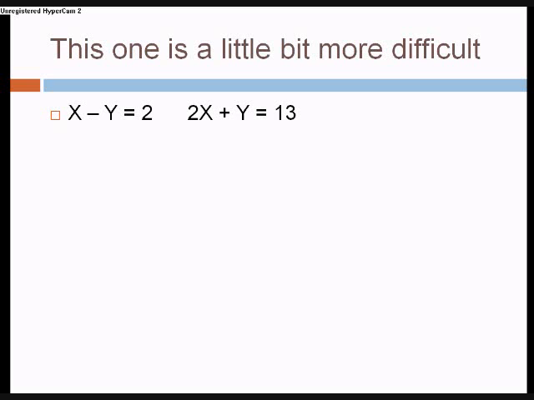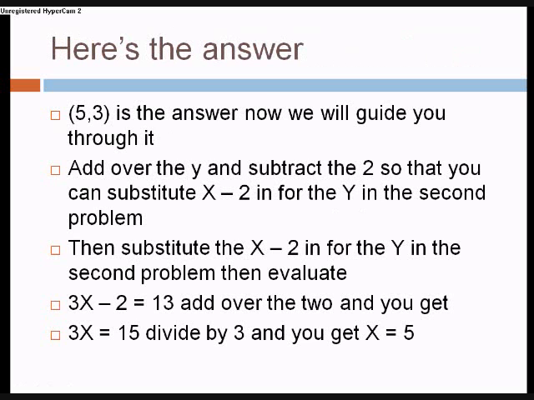Alright, so now you've solved it. Now let's check if you got it right. And if you didn't, it's fine. You're still practicing. You'll get it eventually. I actually had trouble with it when I first began, and so did Michael. 5, 3 is the answer. Now we're going to guide you through it.